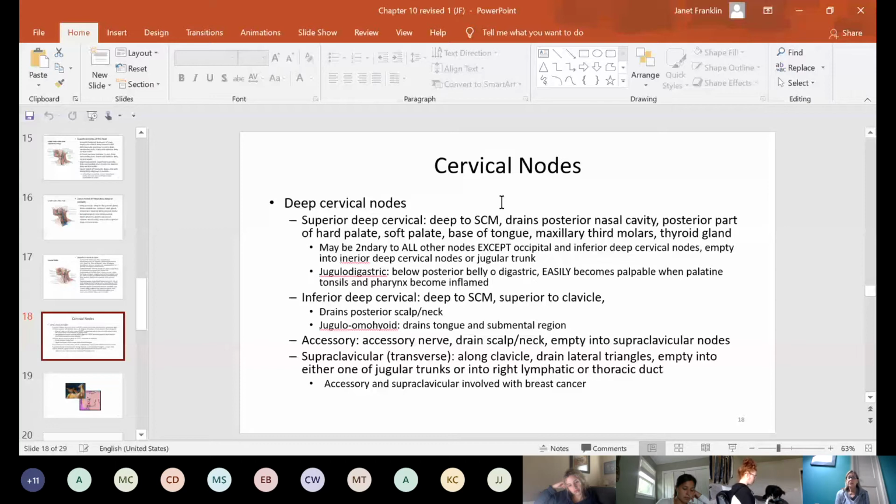And so they also drain your nasal cavity. So think about how far back your nose goes. It's going to drain back there. Your posterior hard palate, your soft palate. So all the things that are back here. Basically things that are behind your submandibular, they're going to go straight back. So back this way. Is this making sense?